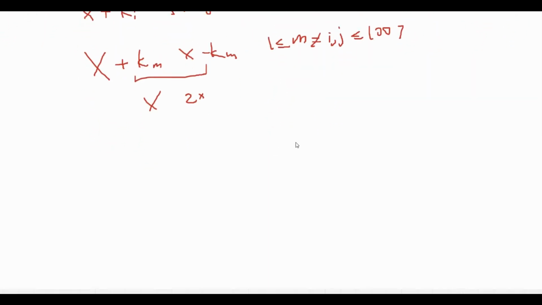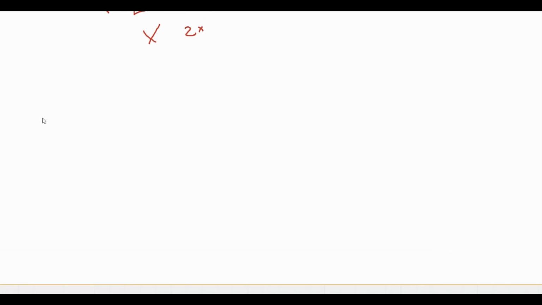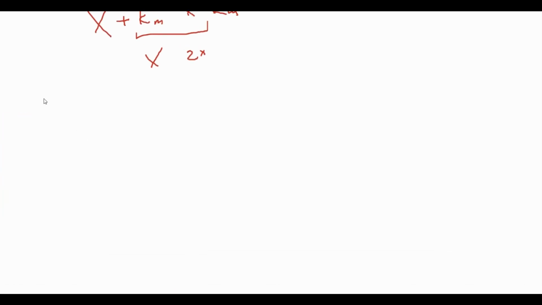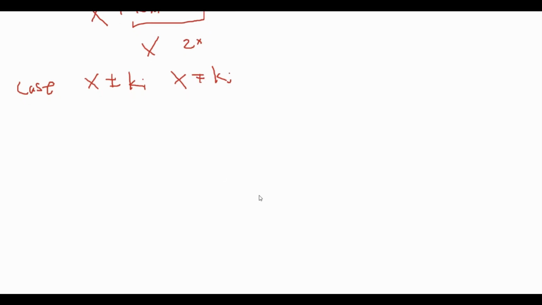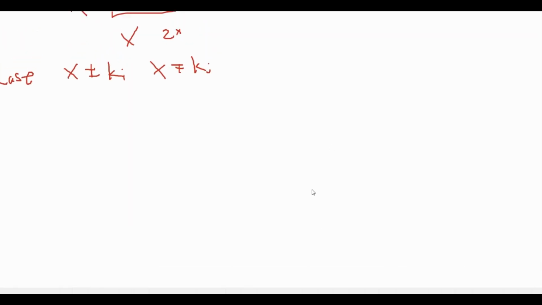Now let's go to case 2. Case 2 is where we have x plus or minus ki and x minus or plus kj. This solution is practically identical to the previous case, so I'm just going to save some time and not do it.